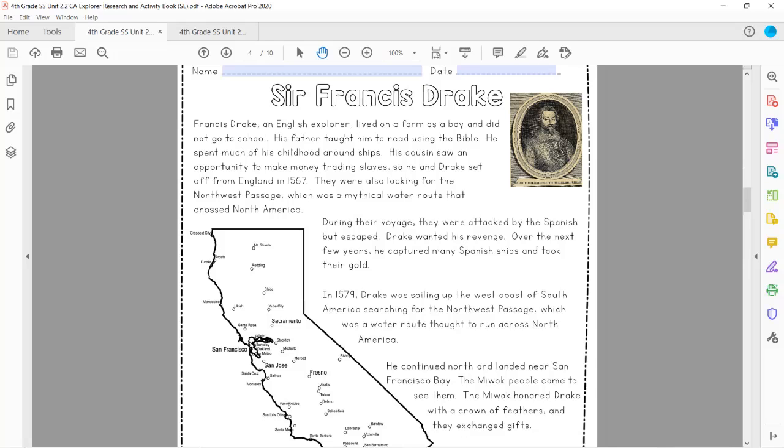Francis Drake, an English explorer, lived on a farm as a boy and did not go to school. His father taught him to read using the Bible. He spent much of his childhood around ships. His cousin saw an opportunity to make money trading slaves, so he and Drake set off from England in 1567. They were also looking for the Northwest Passage, which was a mythical water route that crossed North America.